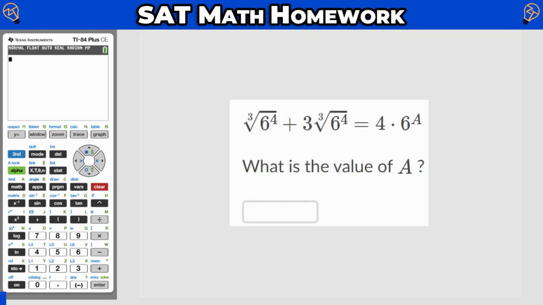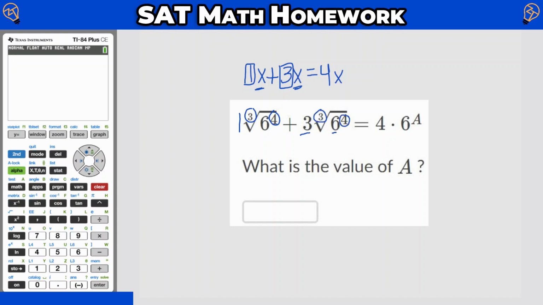So notice what we have is essentially combining like terms. For example, if I had 1x plus 3x, because they're like terms, you would simply add the coefficients and then essentially tack on the x. Same thing here. We have 1 times 6 to the 4 thirds plus 3 times 6 to the 4 thirds.